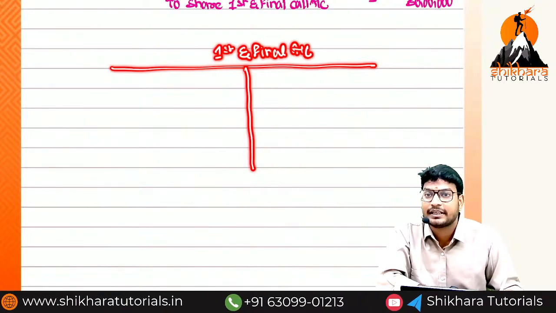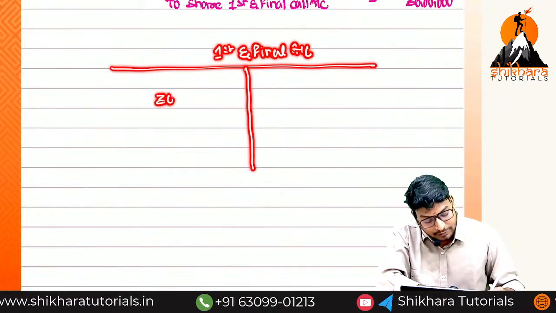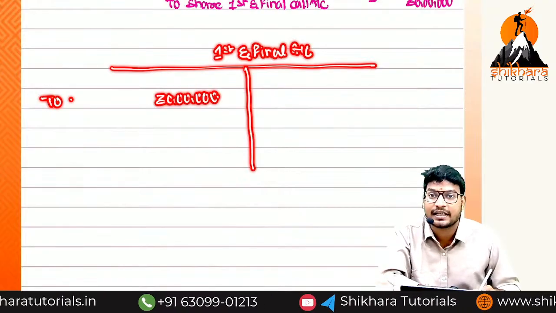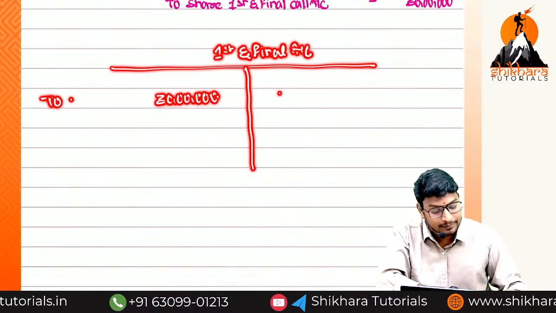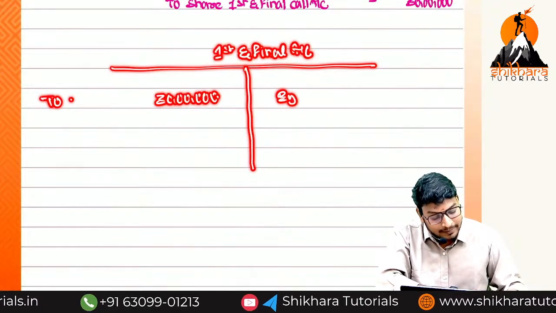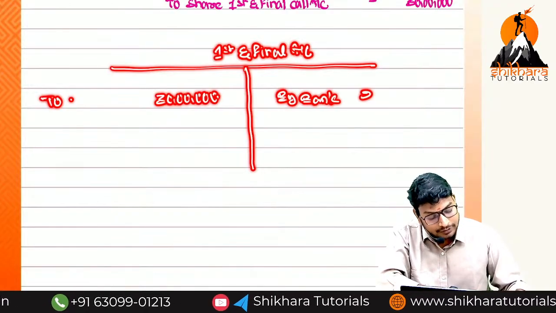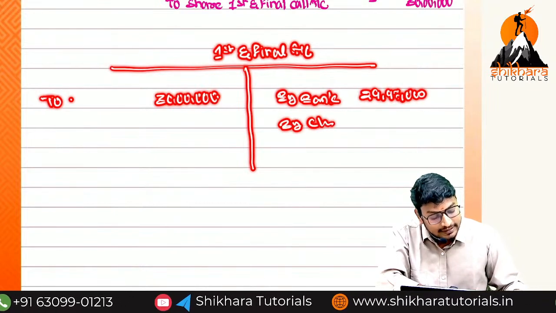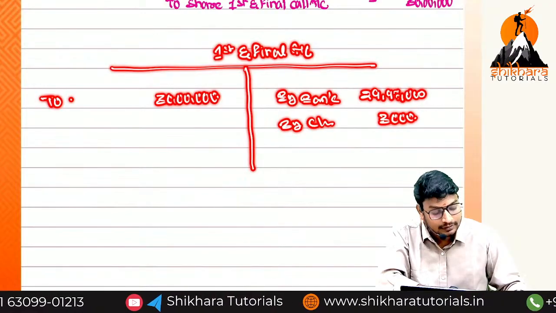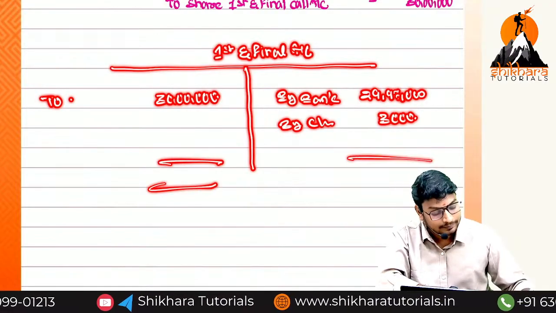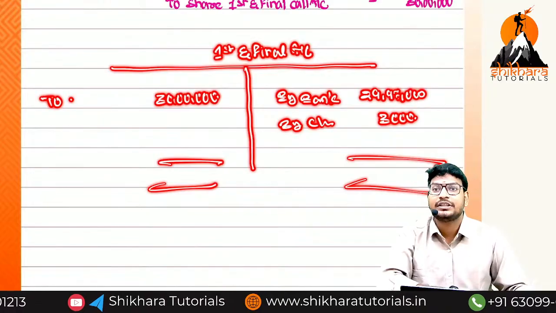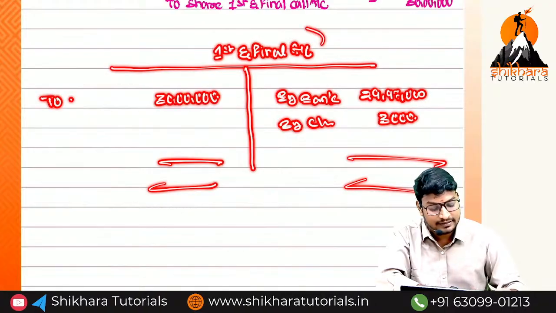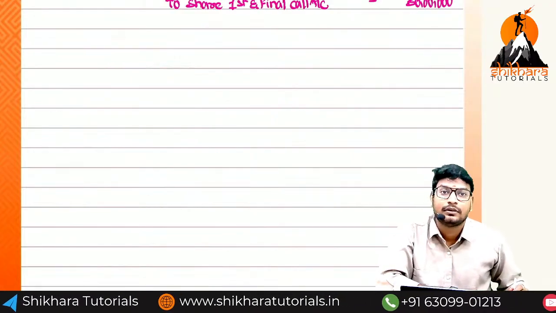First time we have debited or credited? Debited. Debited with how much amount? 30 lakh rupees. To share capital. When coming to the second time, what we have done: by bank, how much? 29 lakh 97,000, and by calls in arrears, how much? 3,000. What is the total amount? 30 lakhs. That means this account is showing a zero balance. That means this account will not be shown in the balance sheet.